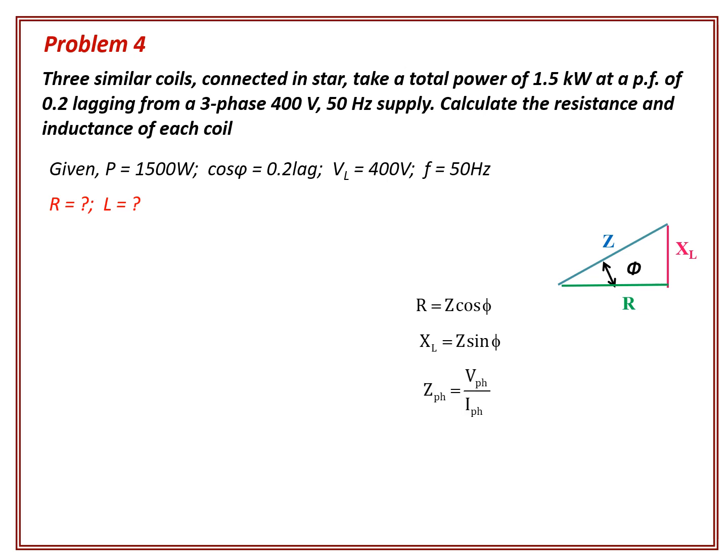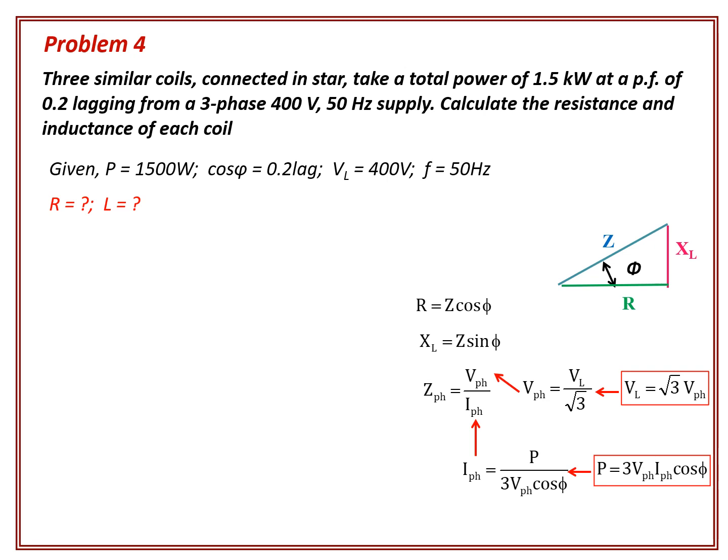Z can be calculated using the equation V phase by I phase. For finding V phase, consider the relation in star connection VL equal to root 3 V phase. From this equation, V phase is equal to VL by root 3. For finding I phase, consider the equation of power P equal to 3 V phase I phase cos phi. From this equation, I phase is equal to P by 3 V phase cos phi.